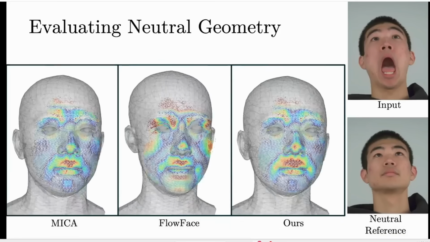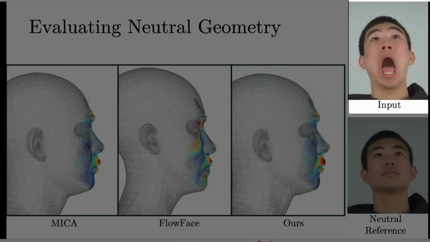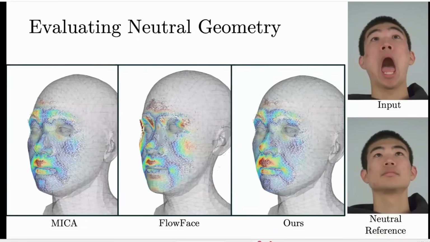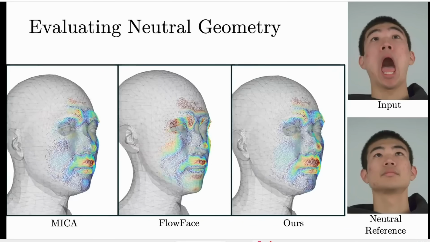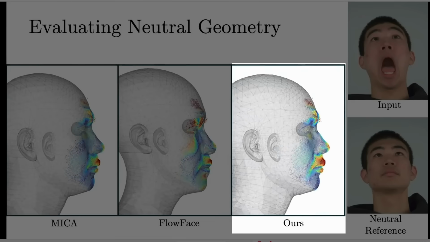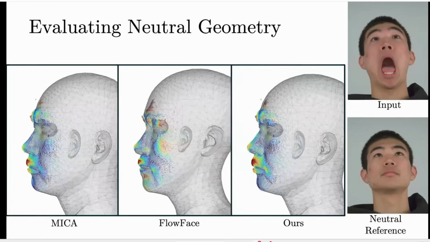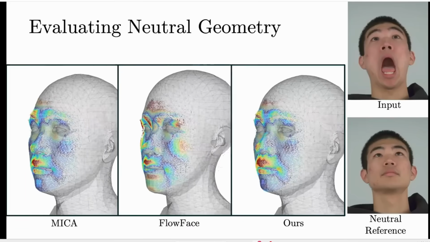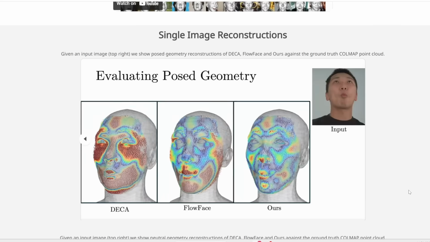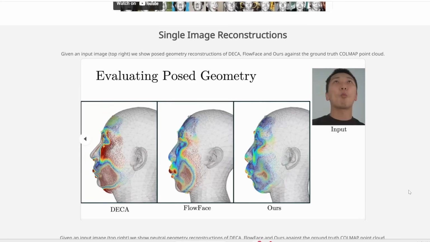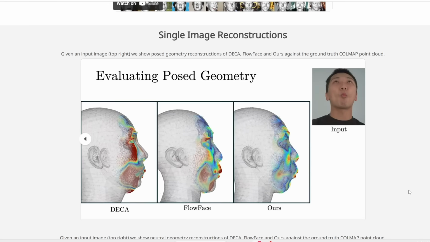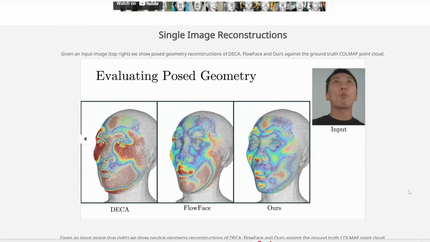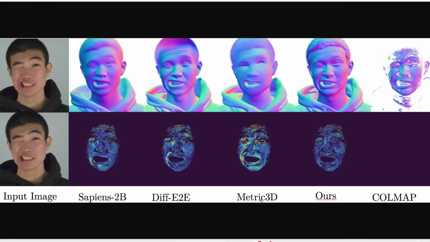Here's another example where it's only given this input photo, and the AI kind of has to guess what this person would look like with a neutral expression. So after generating a 3D model of that, again, notice how close it is to the ground truth. In fact, they claim that this method outperforms other methods by 15% in terms of accuracy, especially for faces with different expressions and angles.